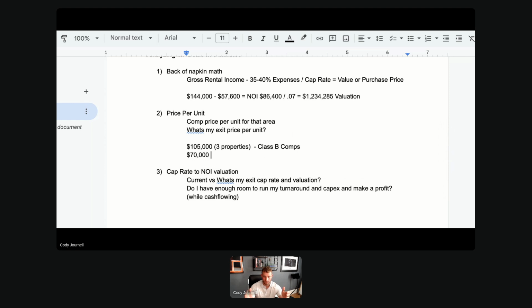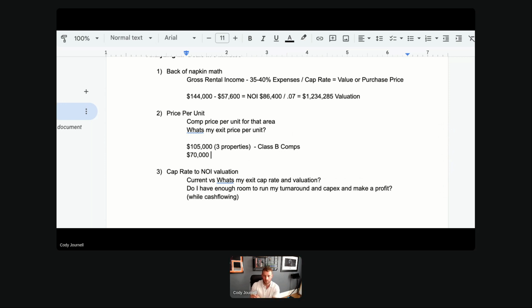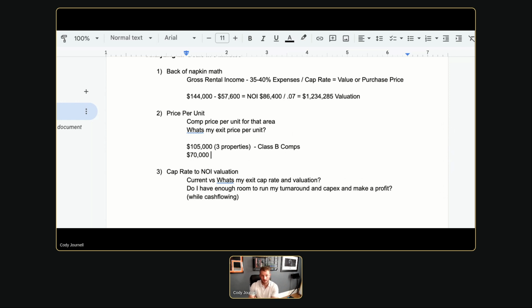Now, again, this is back of the napkin stuff. If you're buying at 70 and you're trying to get up to a class B property, you really got to start digging into what am I going to have to put into this property to get it up to a B? Now, if you've got to put $30,000 in every single unit, which is a lot, before you can sell it as a class B property, that brings you up to 100,000 a unit. You're not going to be selling for much of a profit if you're selling at 105.